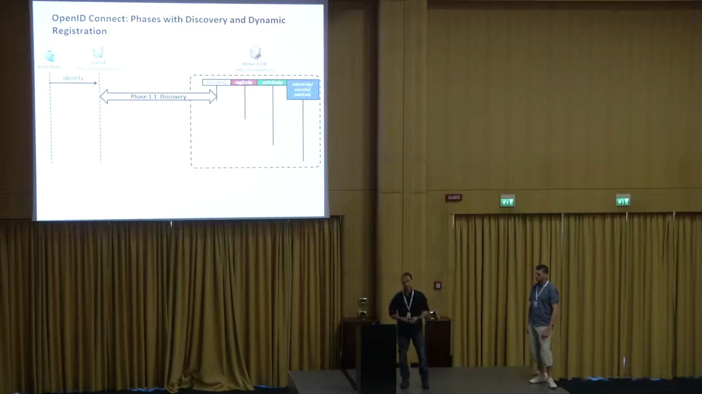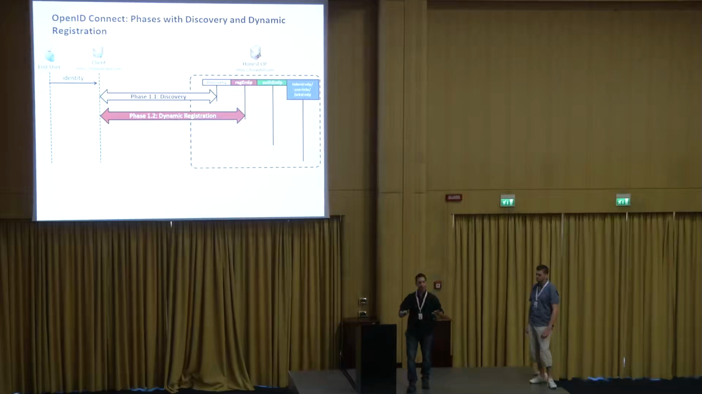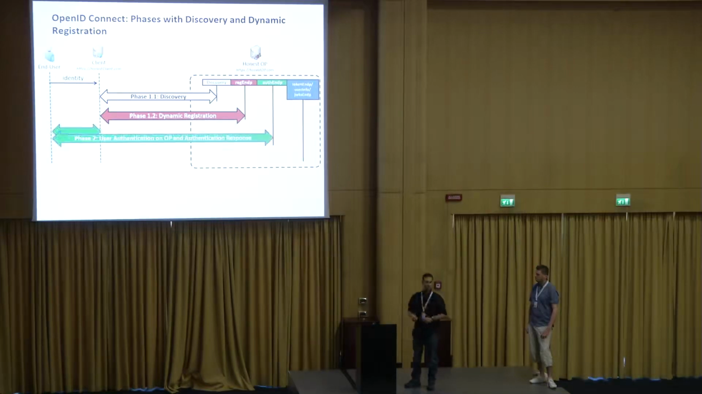In the second phase, the dynamic registration takes place. The same as in the manual registration, we exchange redirect URI and receive client ID, client secret. Please note, this is a direct communication between the client and the honest OP. The end user does not know anything about these steps. The first step he sees is in phase 2, the user authentication.